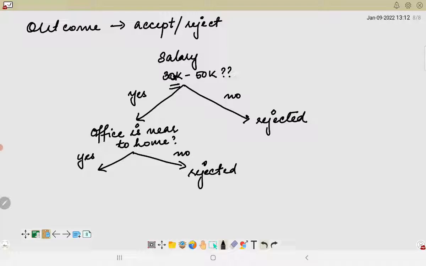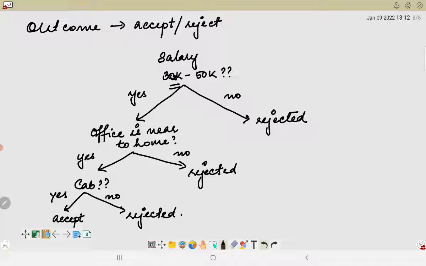Now if my office is near to the home, so the next best attribute is also satisfied, then what else? I should get travel accommodation. That means I should get a cab. So whether a cab is available. If it is yes, then I will accept the offer. If it is no, I will reject the offer.